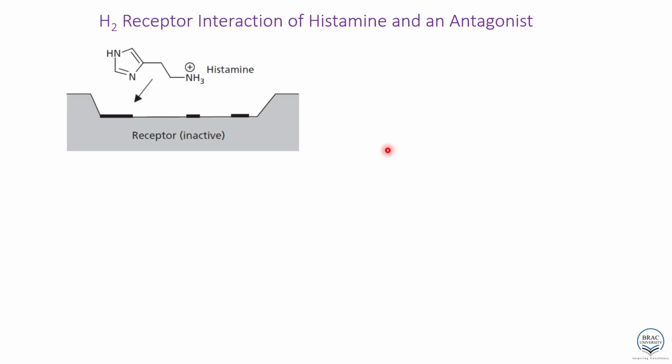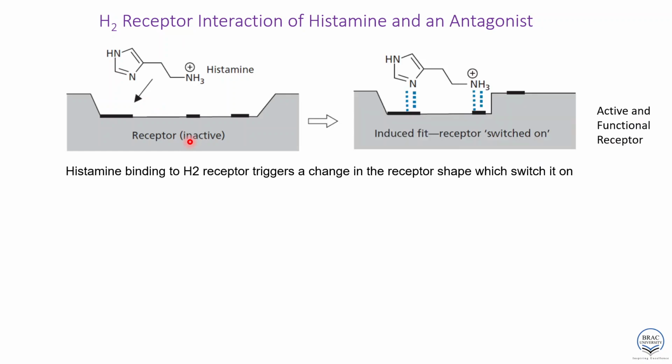So this is histamine, and it is in the unbound state. When the histamine binds to the receptor, then the receptor will activate. So now it is in the active state. When histamine comes and attaches to these two interaction sites of the receptor, then the receptor is activated and functional.